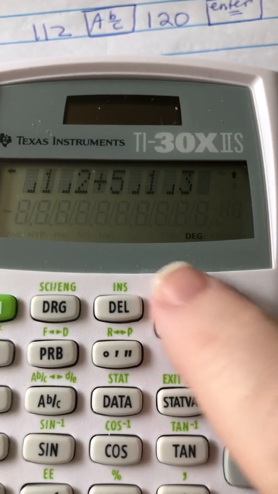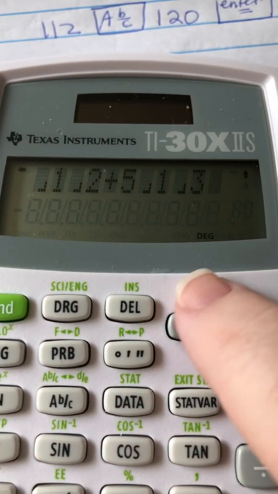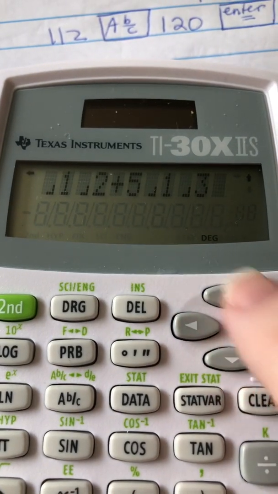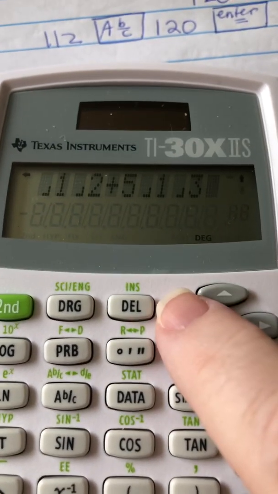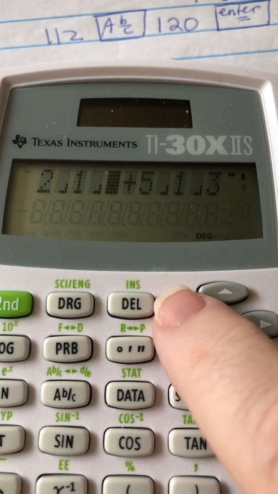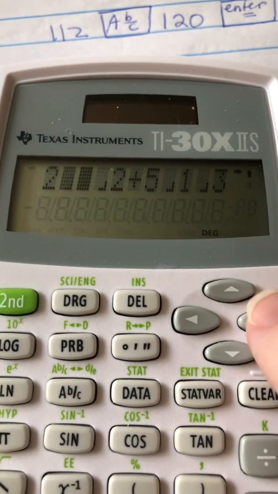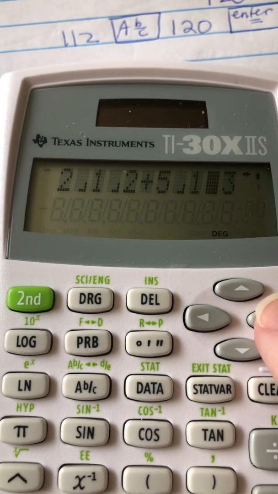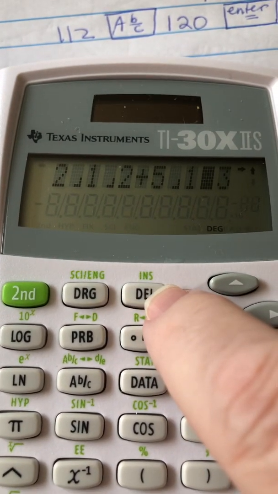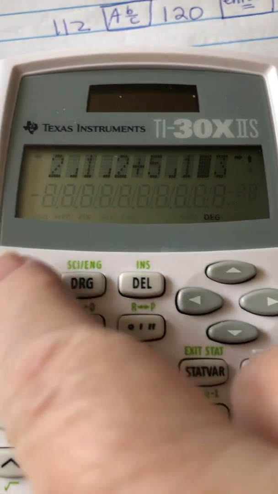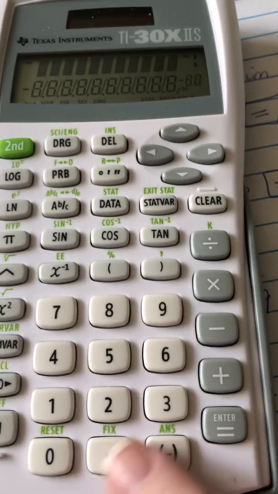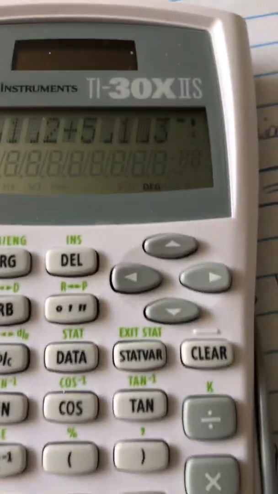I could use my toggle here. If some of you have a calculator that has just a flat, it's just a circle here, it doesn't have arrows on it, but it's still your toggle. Left, right, I could go back and say, did I type everything in the way I wanted? Did I need to correct anything? So if I messed up something, I don't have to redo the whole problem. I can use this delete button if I wanted to. And then I could hit second and then insert and put in there what I wanted to if I needed to. But anyway, I got it all in good, so I'm just gonna hit enter.